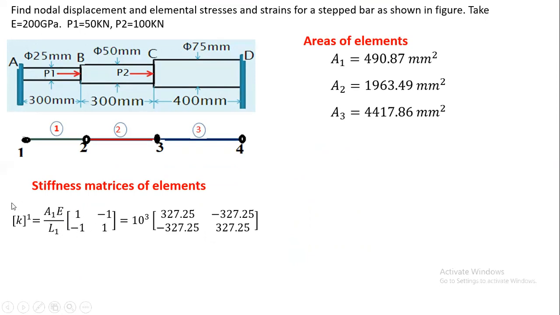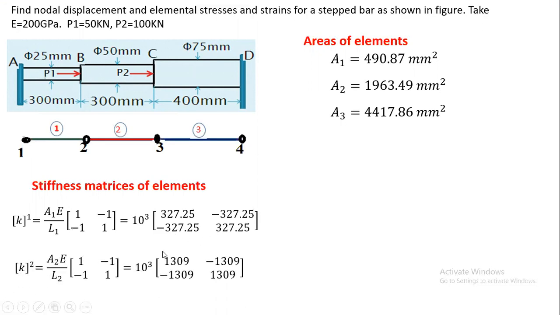Now this I have defined for first element, therefore I have written 1 as a superscript. K1 is equal to A1 E divided by L1. E is constant, therefore you can take E as it is. If it is different, then you have to go for E1, E2, E3 for elements. A1 E divided by L1 into 1 minus 1 minus 1 1. Now here you put the values of A1, E, the modulus of elasticity, and L1. Okay. Now after calculation of this stiffness matrix, you will get this.